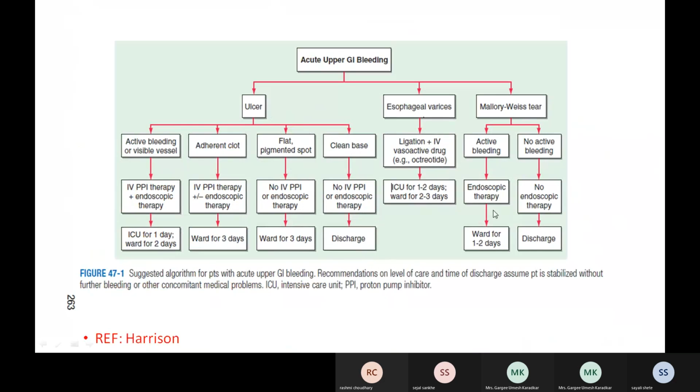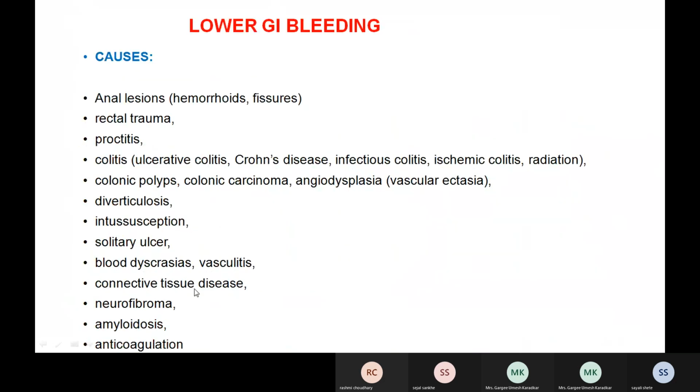This is the flow chart, or the algorithm, for patients who are having acute upper GI bleeding. I have written the reference.